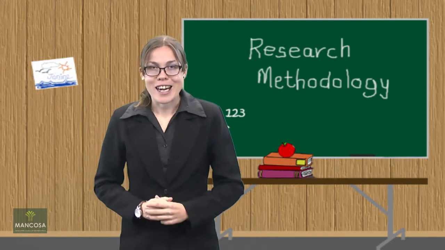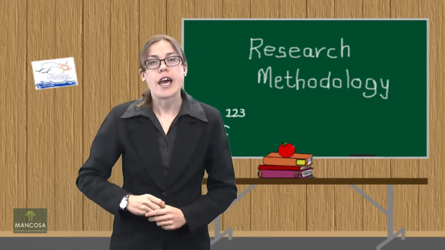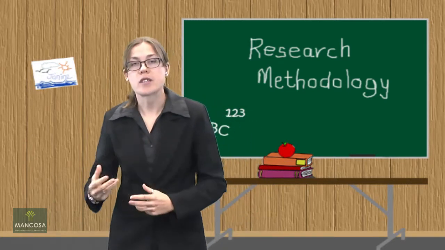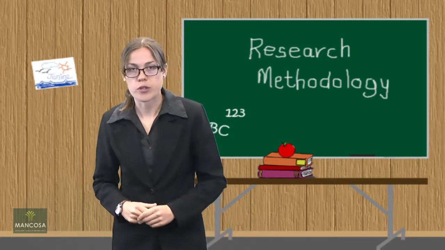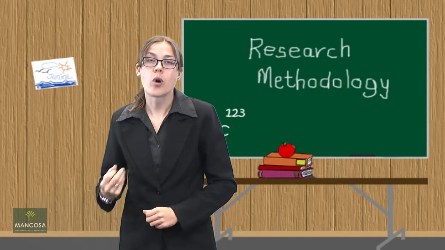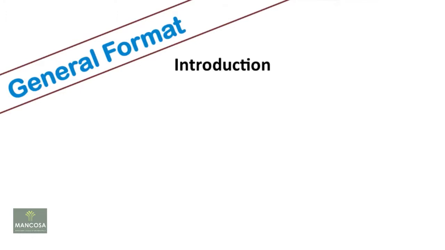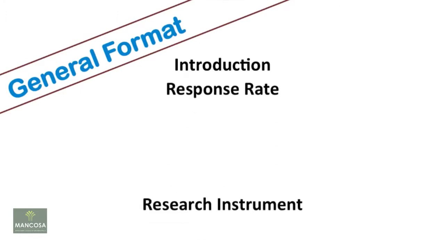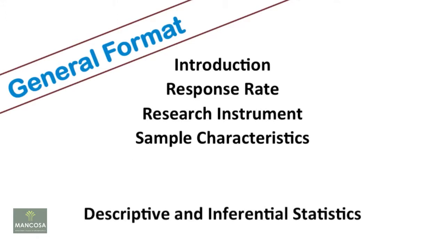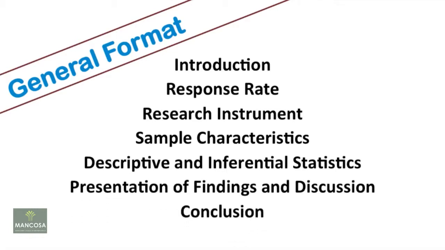What I will provide is a guide as to how to outline your Chapter 4 and how it should be written up, if you are following both a standard quantitative and qualitative research design. In general, the format for quantitative research is as follows: introduction, response rate, your research instrument, sample characteristics, descriptive and inferential statistics, and then you present these and you discuss them, and thereafter you conclude.